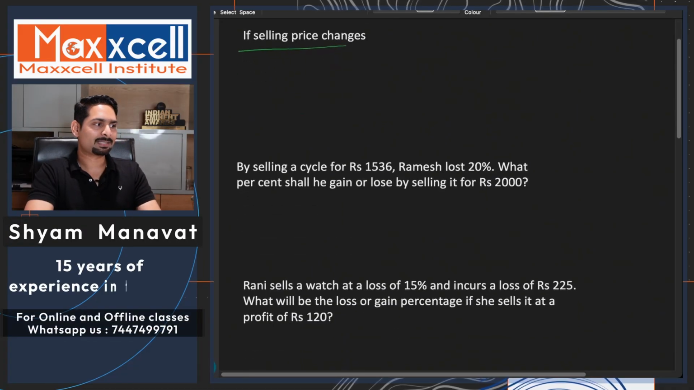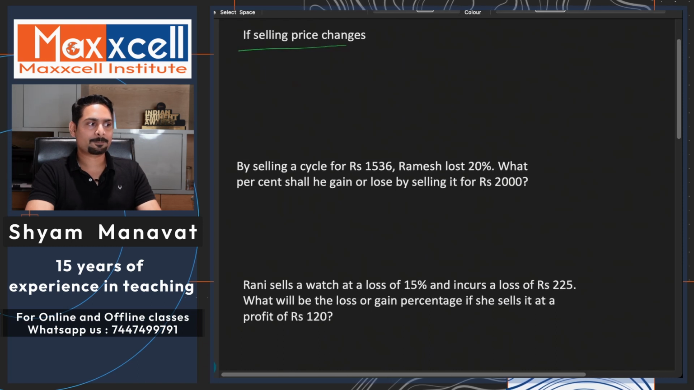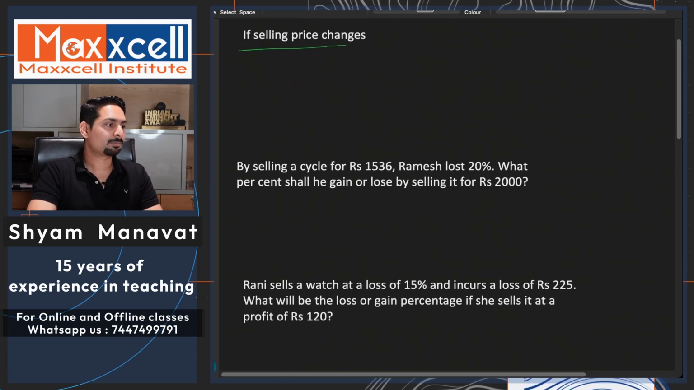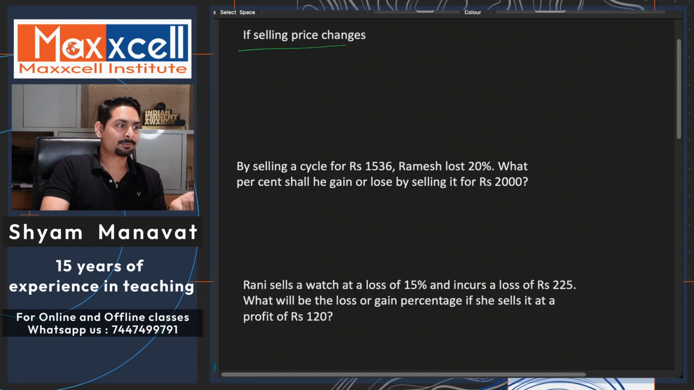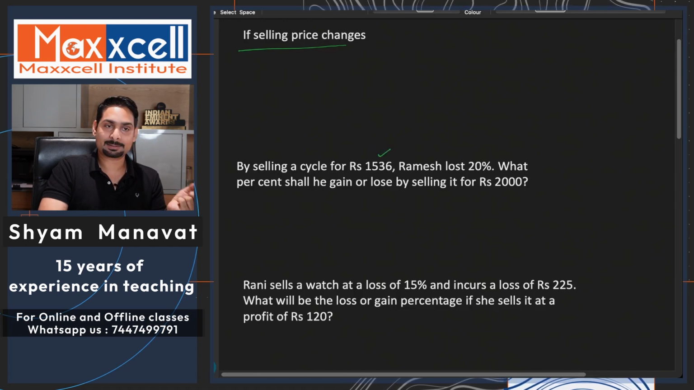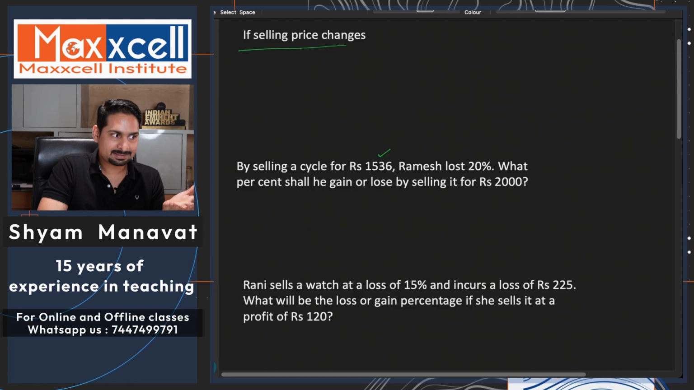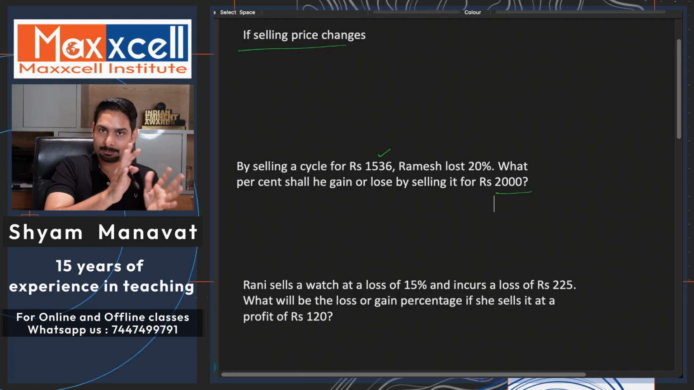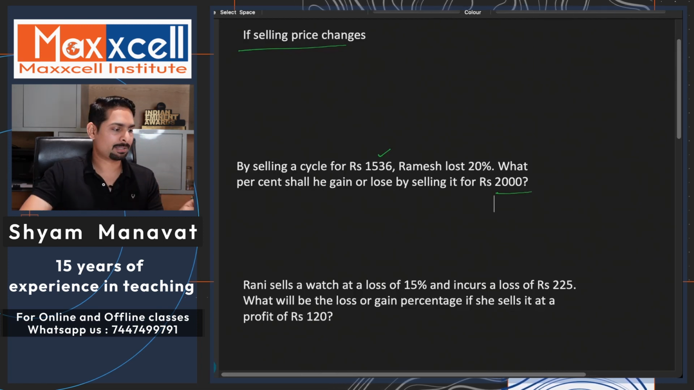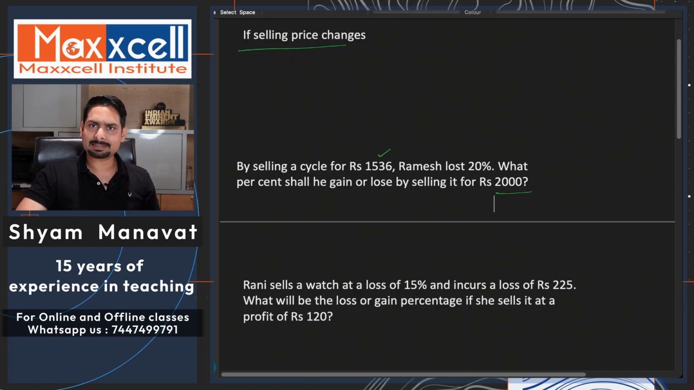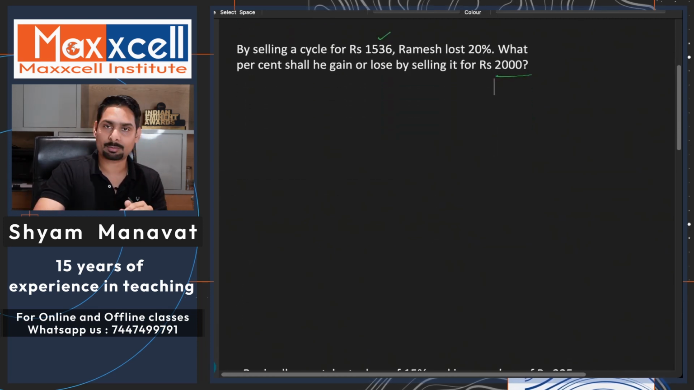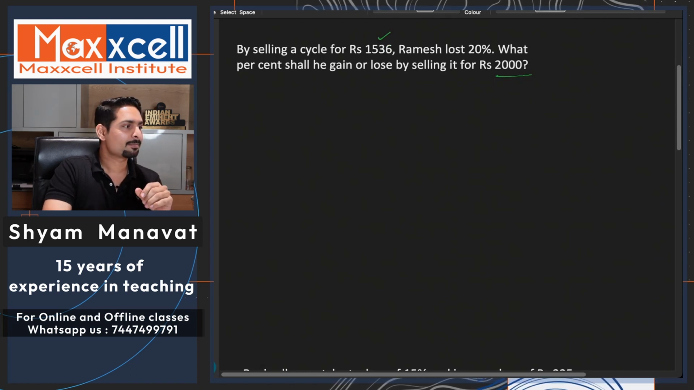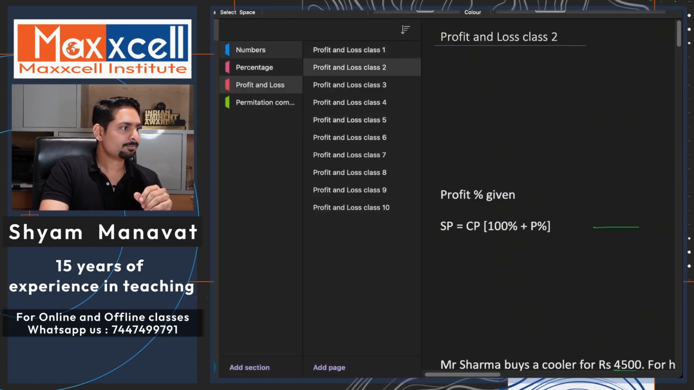If selling price changes, as you can see in this example: by selling a cycle for 1536, Ramesh lost 20%. What percent shall he gain or lose if he sells this for 2000 rupees? So the selling price is changing here. It was this much with the given profit or loss percentage; had the price been this, what would be the profit or loss percent? So the selling price changes, and accordingly we have to calculate profit or loss percent. The formulas are the same. There is no new formula for such questions. We'll go with the same concept.